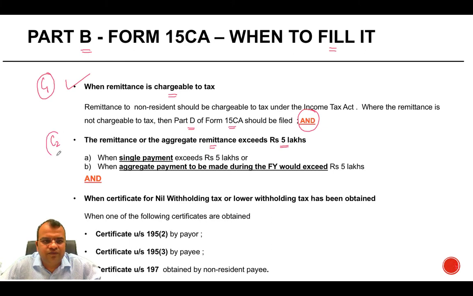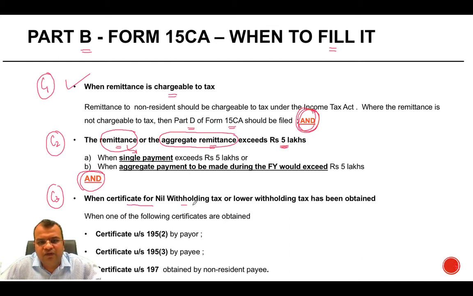Condition 2, the single remittance, the single payment exceeds 5 lakh, or the aggregate remittance, which means where there is more than one payment, they exceed collectively rupees 5 lakh. And third condition is, and please note the conditions are cumulative, when a certificate for nil withholding tax or lower withholding tax has been obtained, right?